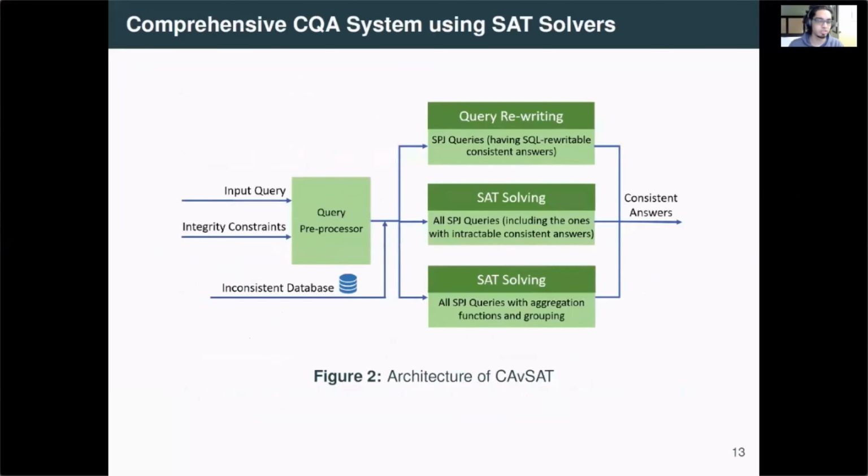This is the architecture of our system. It's a modular system. On the left, you see a query preprocessor module. It takes the input query and the set of integrity constraints and determines the complexity of computing its consistent answers. And based on that, it forwards the query to one of the next modules. If it is SQL rewritable, then it forwards it to the query rewriting module, which rewrites it and then computes the consistent answers within the SQL engine itself. Otherwise, we have the SAT solving modules. The first SAT solving module is designed for conjunctive queries or SPJ queries. And the second SAT solving module contains several other reductions that are capable of computing consistent answers for aggregation queries.